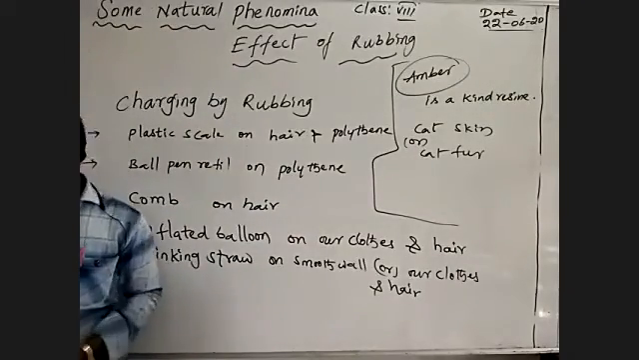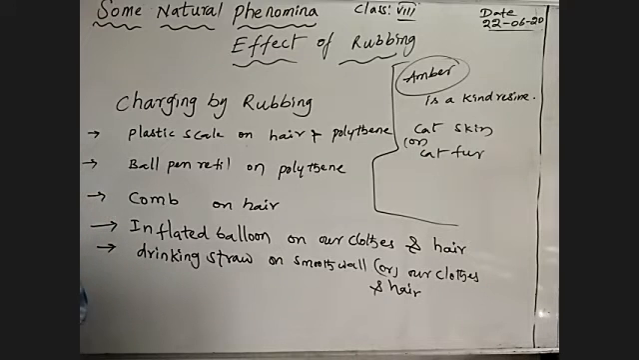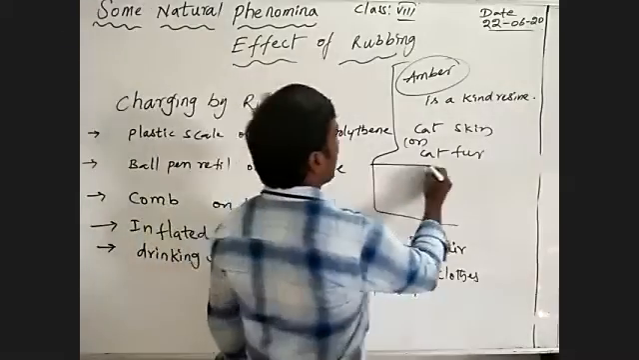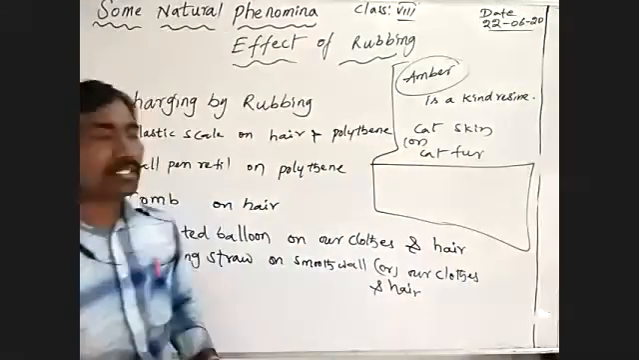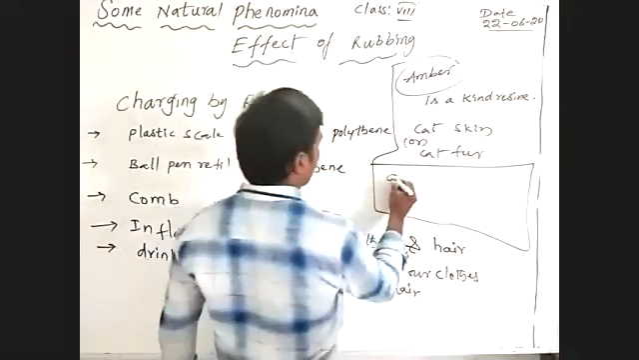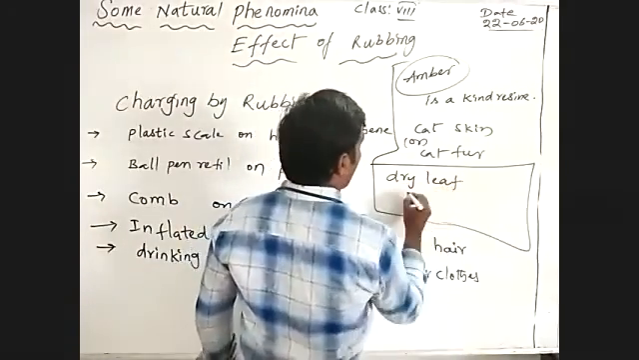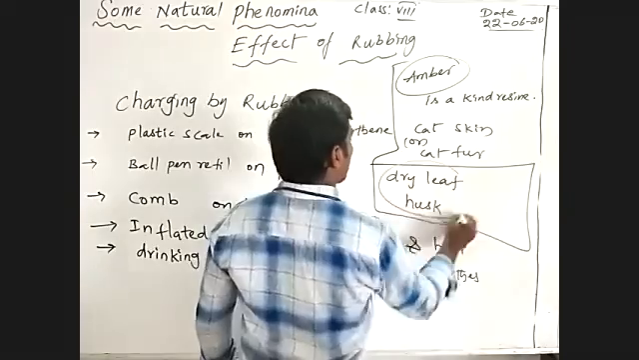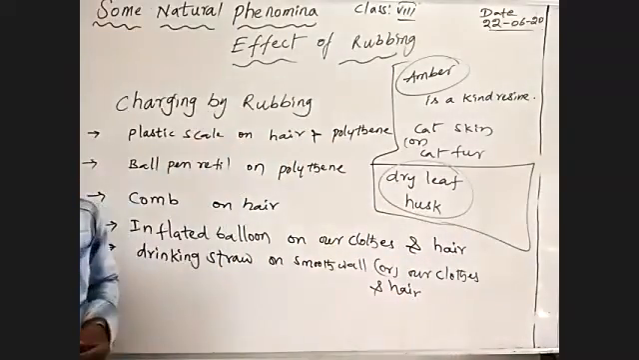Observe carefully what we have done with different materials. In all situations, we observe that after rubbing and bringing them near the tiny papers, the tiny papers are attracted. Not only tiny papers, we can also observe dry leaves and husk, and identify whether those are attracting or not.